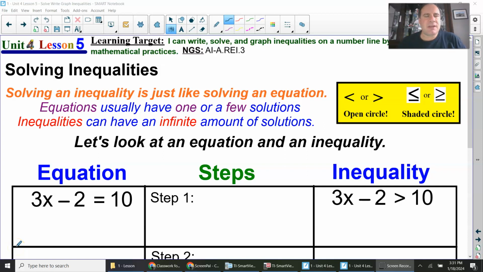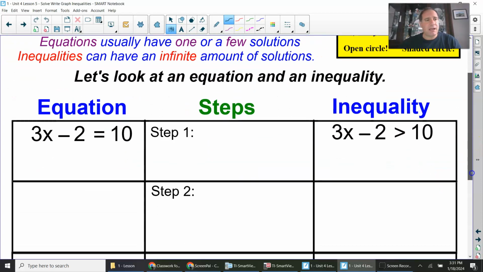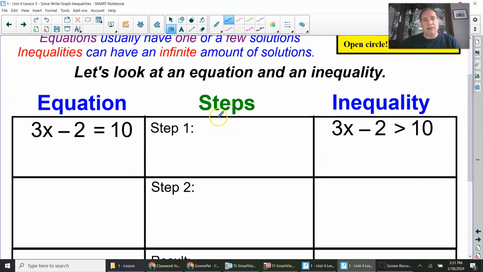Hello everyone, this is going to be a review video on how to solve an equation versus an inequality. On the left side of the screen is an equation, 3x minus 2 equals 10. On the right side you have 3x minus 2 is greater than 10. Step 1 would be the same on both sides: add 2 on both sides of the equation.